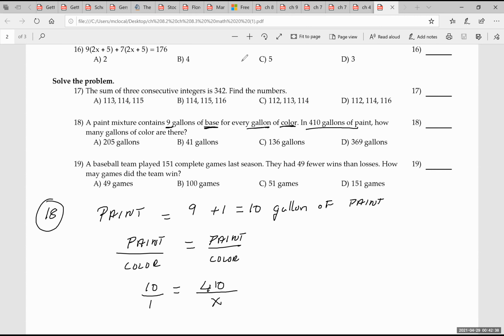So now you cross multiply. So when you cross multiply, you multiply 10 times x is 410 times 1, which is 410. Then you divide this by 10, you get x is going to be 41. If you look at that, it's going to be 41 gallons. Okay, the tricky part is here. That 9 plus 1 is 10 gallons.